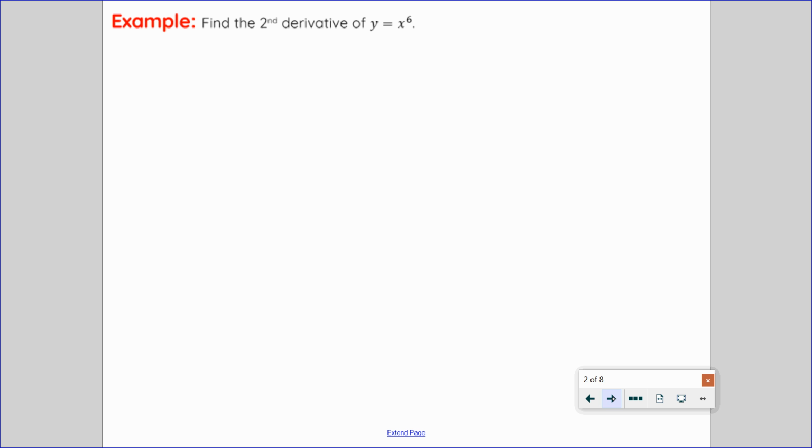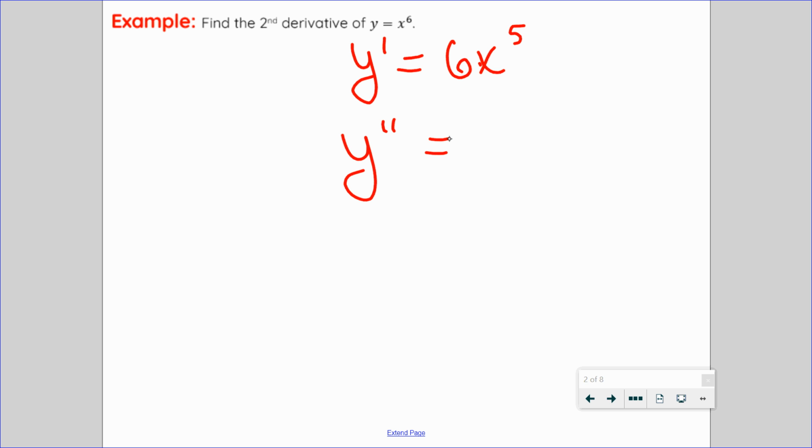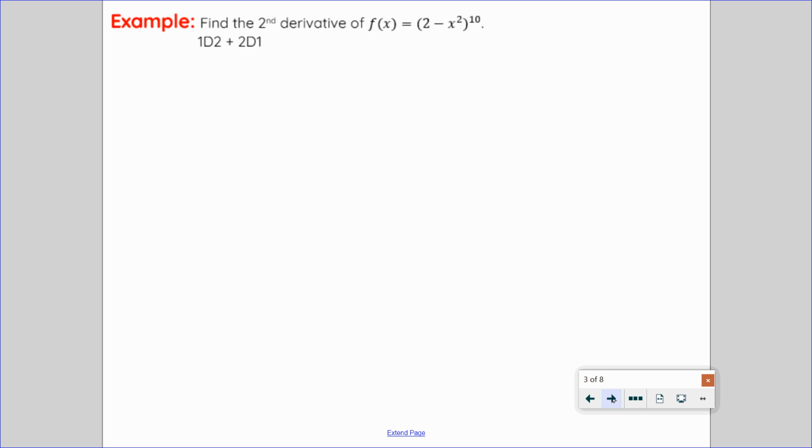In this first question, I want to find the second derivative of y equals x exponent 6. So let's start with the first derivative, bringing the 6 down, decreasing my exponent by 1. Perfect. Now let's do the second derivative, which is bring the 5 down. 5 times 6 is 30. Decrease your exponent by 1, and you get the second derivative is 30x exponent 4. Let's try another one.